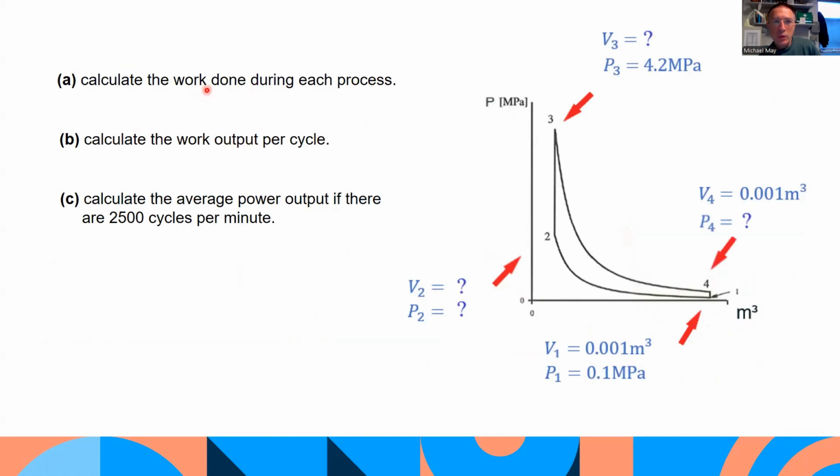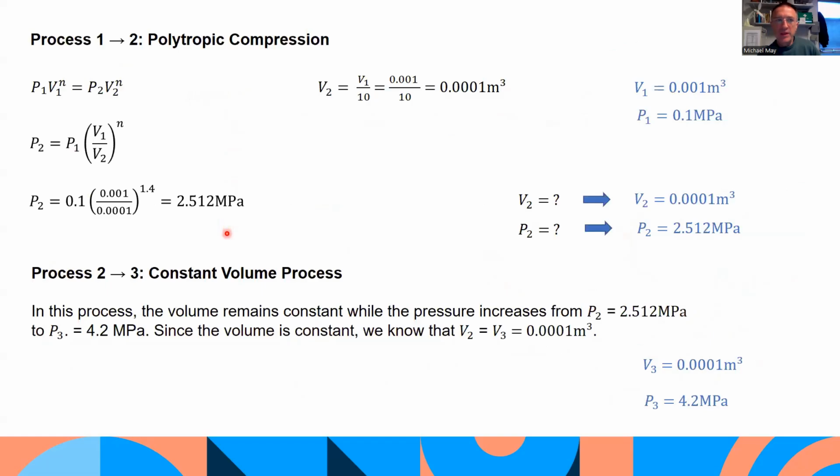So we calculate the work done during each process, first of all, calculate the work output per cycle, and then calculate the average power output if there are 2,500 cycles per minute. So let's first of all calculate V2. So V2 is simply V1 divided by 10. So it's 0.0001 meters cubed.